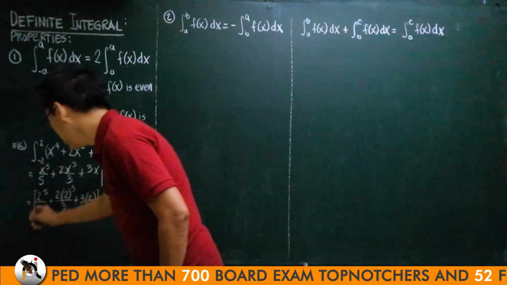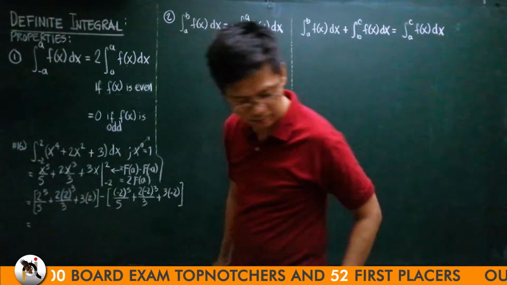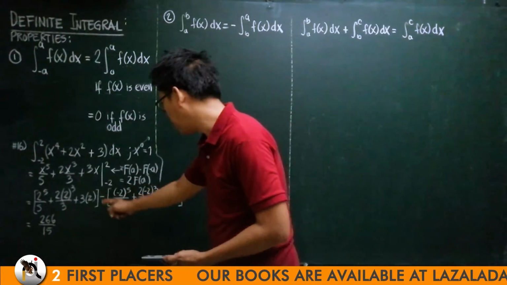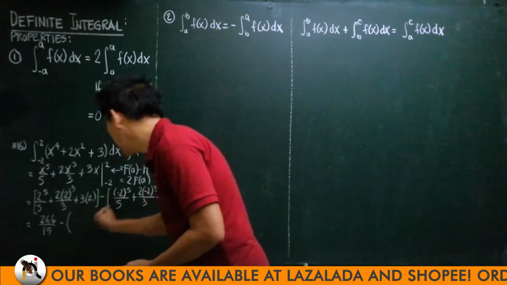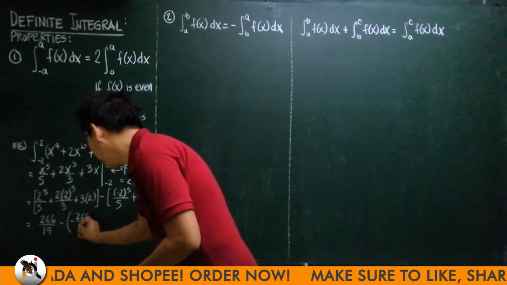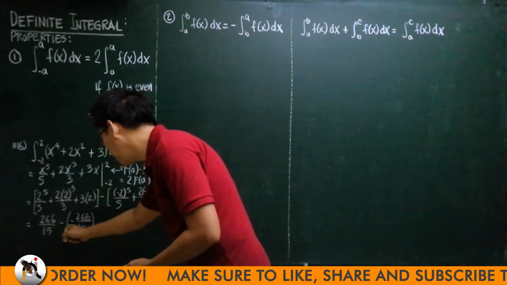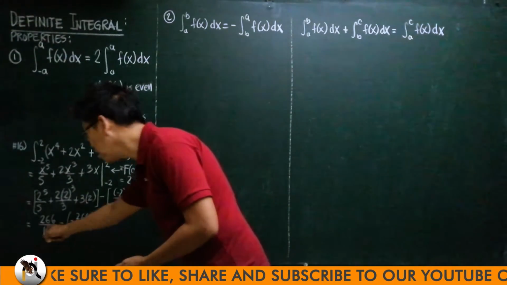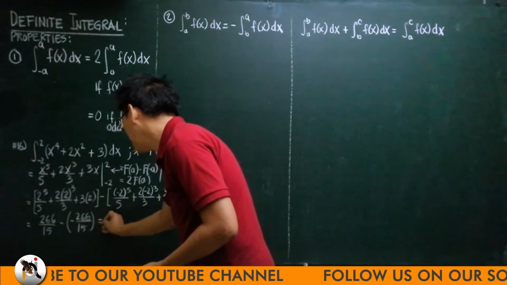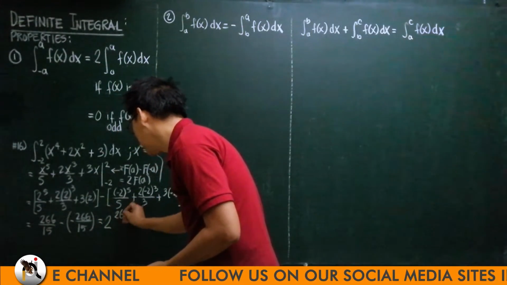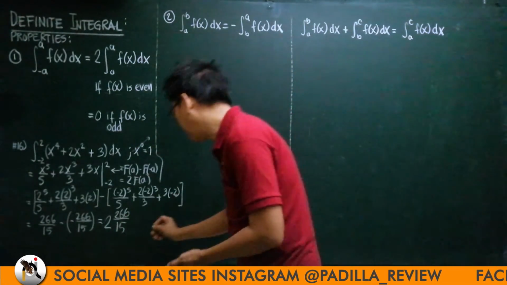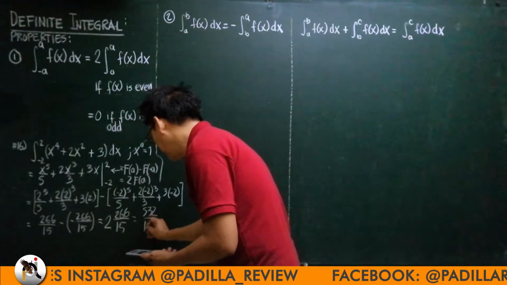Look at this. If you compute this, on your calculator, that would be 266 over 15. While this one is minus of, you compute this, minus 266 over 15. The minus of f of minus a is equal to f of a. So that's why this is the same as 2 times 266 over 15. You get it? So this is going to be 532 over 15.